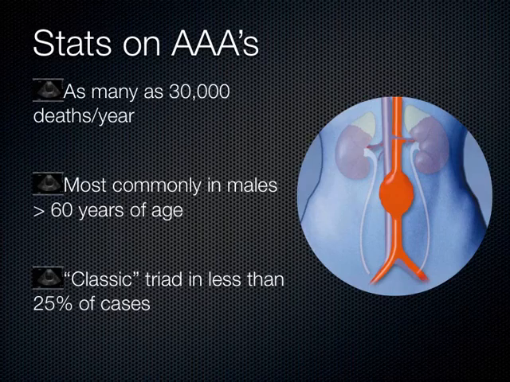So if you say, well, they don't have that triad, I don't think they have a AAA, think again, because really the only way to rule this out is with ultrasound or CT scan. But in the unstable patient, ultrasound is really the test of choice.